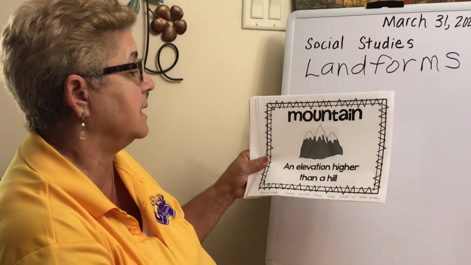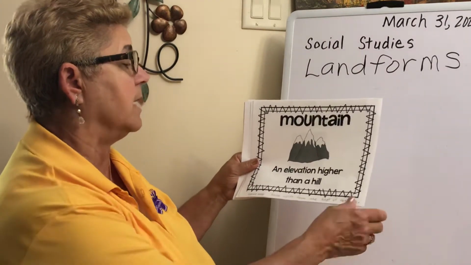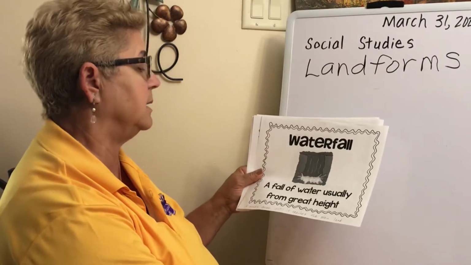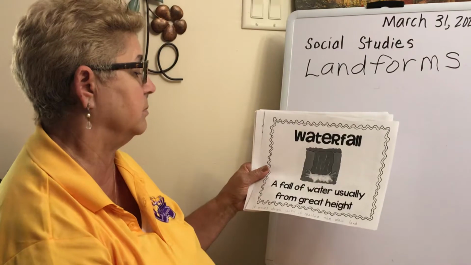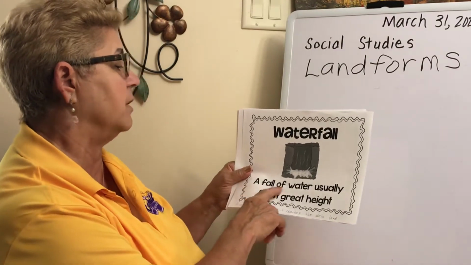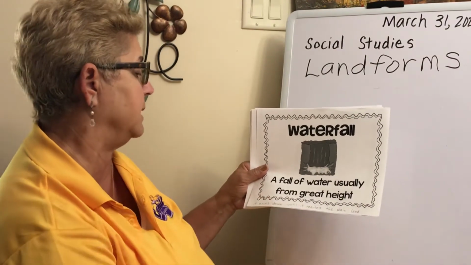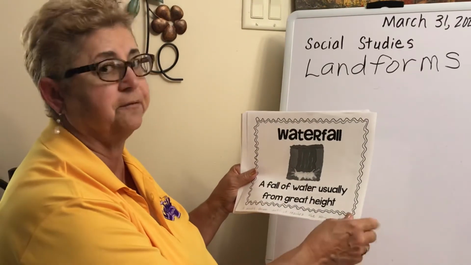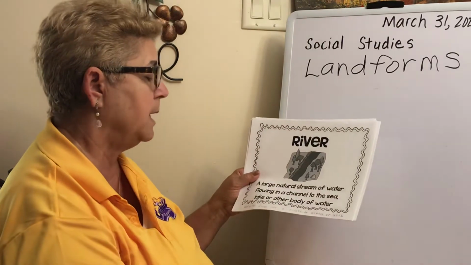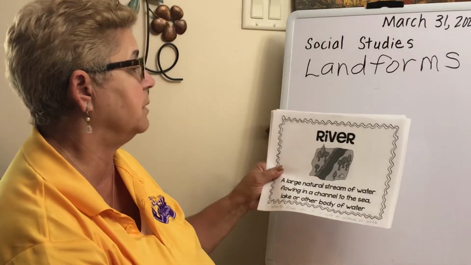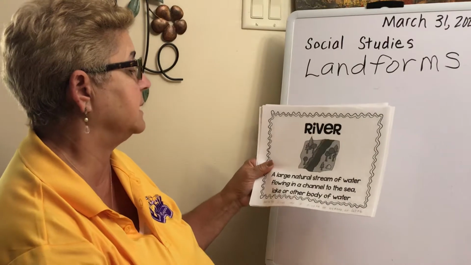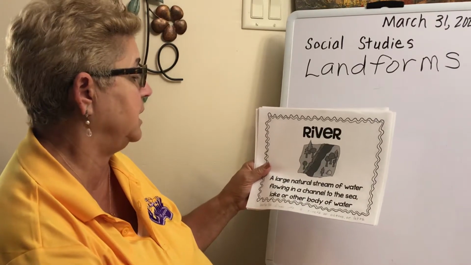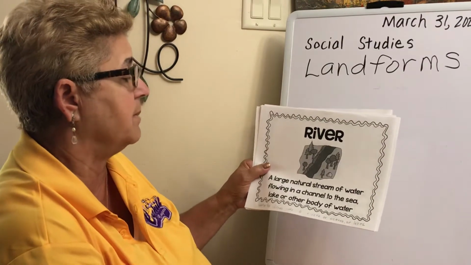Now, when the sun is hot and the snow starts to melt, it comes down the mountain, and this is known as the waterfall. A waterfall is a fall of water, usually from great heights, and it moves down the mountain until it gets to flat land. It usually flows into a river. A river is a large natural stream of water flowing in a channel to the sea, the lake, or some other body of water.